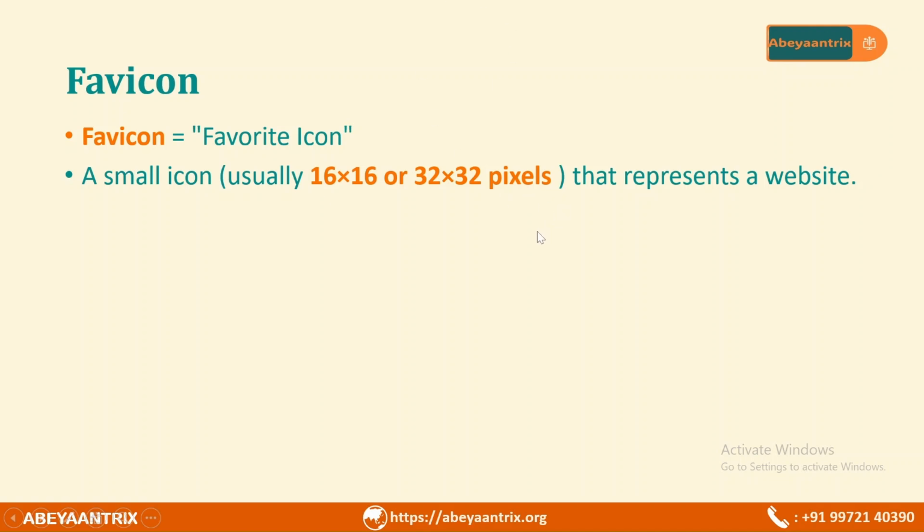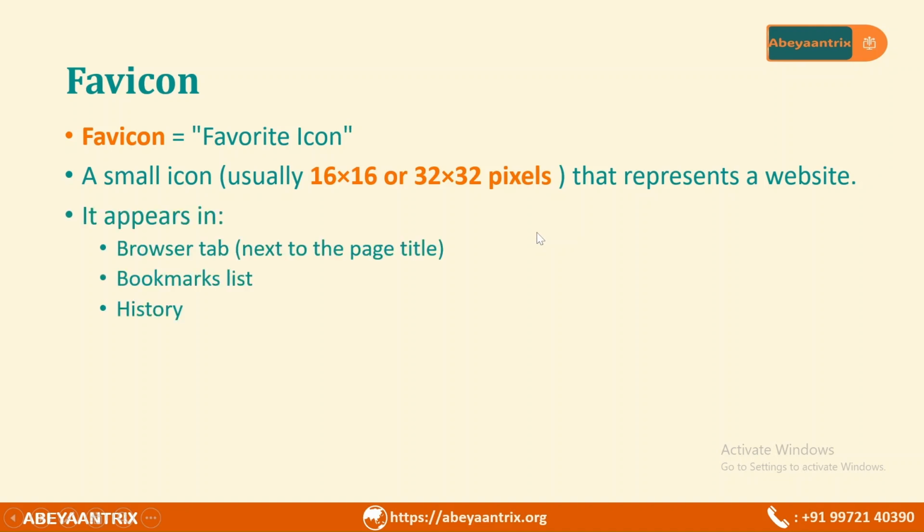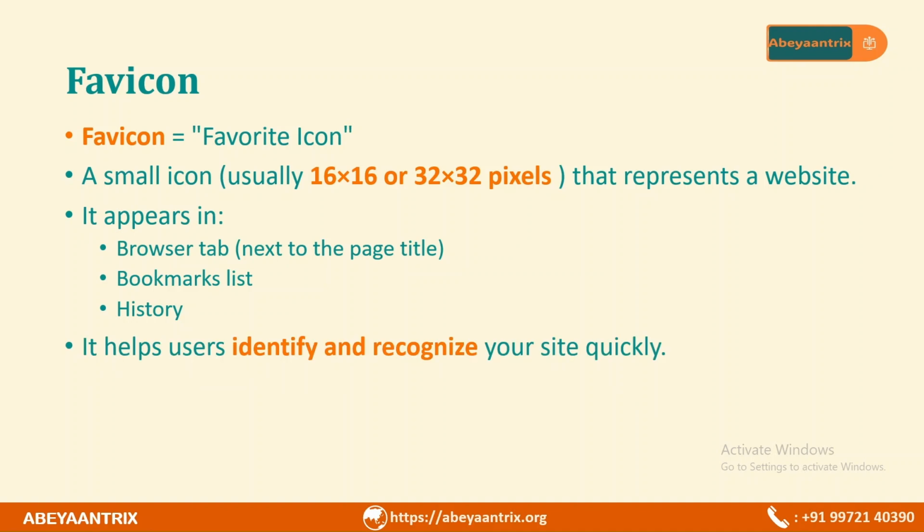Favicon appears in three key places. First one is the browser tab, next one is the bookmark list, and third one is history. In these three places we can see the favicon images. Why are they important? They help users quickly identify and recognize your website. Think about it, when you have multiple tabs open, those title icons help you find the tab you are looking for. For that purpose, it's very helpful.